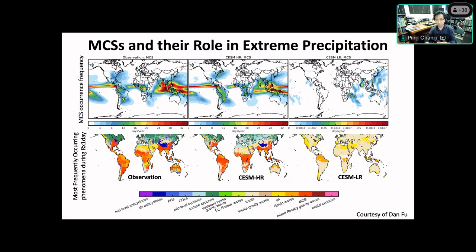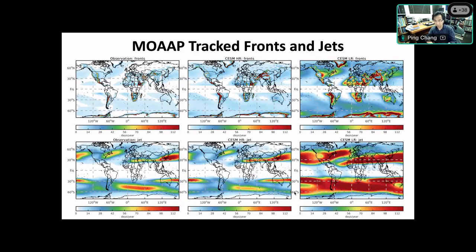So if you look at the occurrence frequency of the fronts and the jets in the observations and in the high resolution model and the low resolution model, you can see, consistent with the analysis I showed you earlier, the low resolution model basically has way too many fronts and jets. And so there's some really fundamental difference between the high resolution model and the low resolution model simulation results.